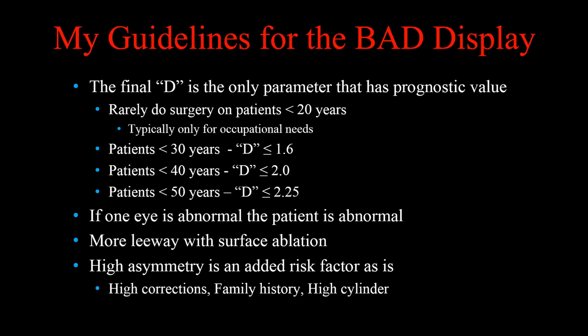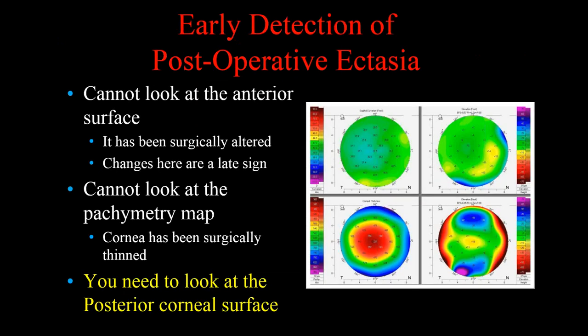I don't have hard and fast rules, but there's more leeway for surface ablation. Also, high asymmetry is an added risk, and we have some work that will be published shortly, a lot of it done by Maria Enriquez from Peru. But let's take that patient in their 20s who has a D of 1.55, so it's below 1.6. But if it's 1.55 in one eye and 0.9 in the other eye, that may be a little more disconcerting for me. So I always look for asymmetry in corneal thickness readings, in overall symmetry of the eyes, in asymmetry of the final Ds. But these are my general guidelines. I say general because obviously other things are always taken into consideration: the depth of the ablation, family history, et cetera. But these are my general guidelines for using the Belin-Ambrósio display.